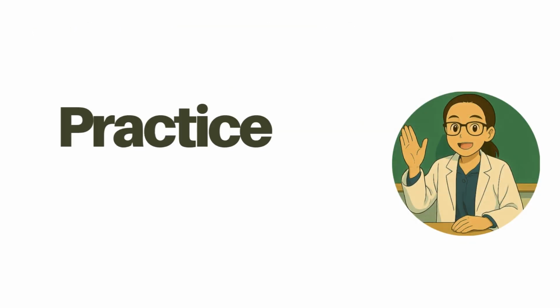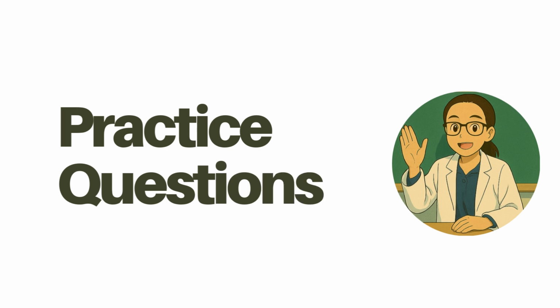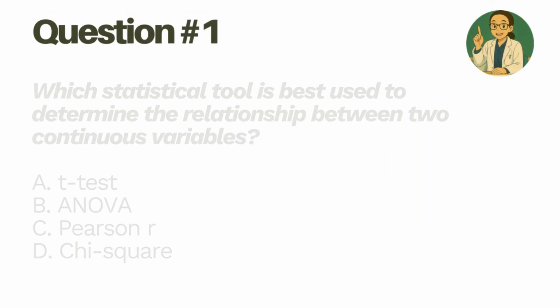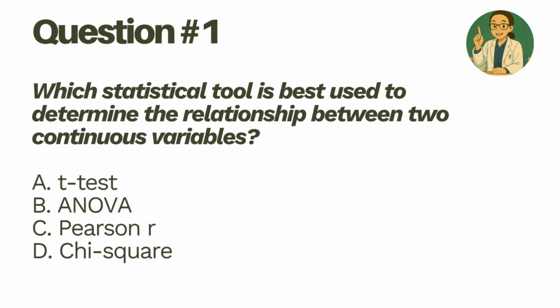Let us now apply what we have learned through practice questions. These questions will help you check your understanding of statistical treatment and data analysis. Question 1. Which statistical tool is best used to determine the relationship between two continuous variables? Correct answer. C. Pearson R measures the strength and direction of relationship between two continuous variables.